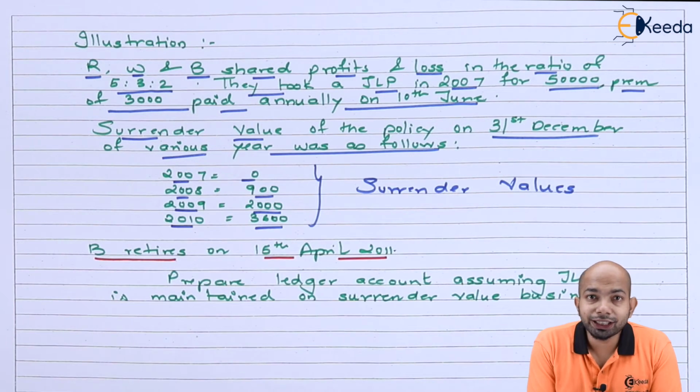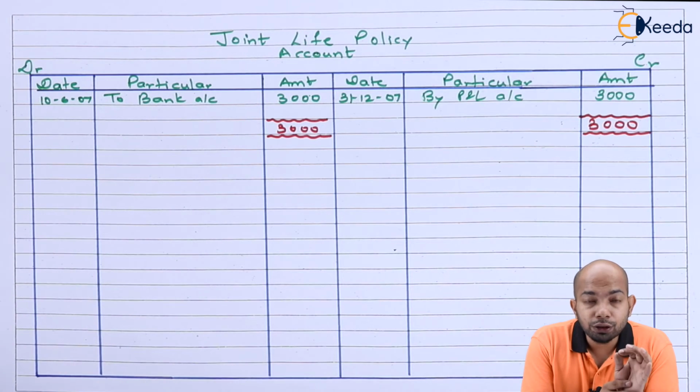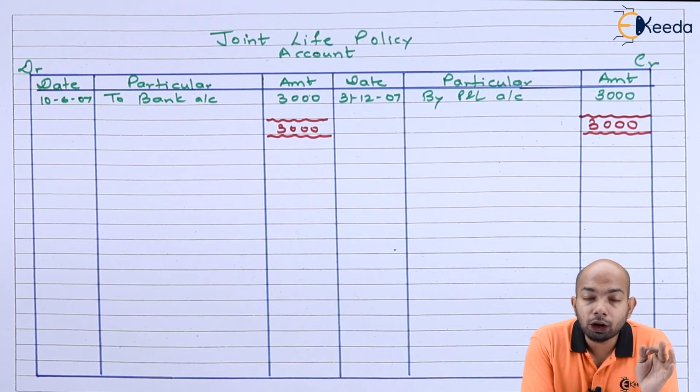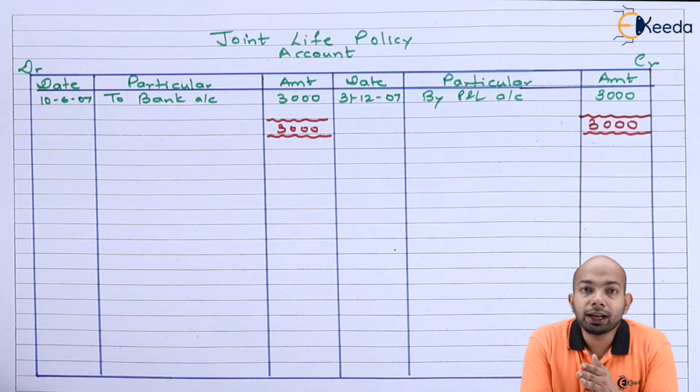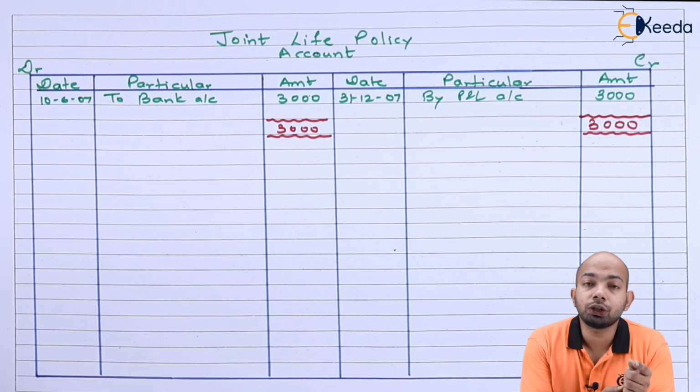Now in this question they mention that B retires on 15th of April 2011. Now if you see, the first entry that we have passed here is the first part, the entry that we had passed: joint life policy premium account debit to bank account. So if you can see, joint life policy account was debited on the debit side, and we have mentioned to bank account here.